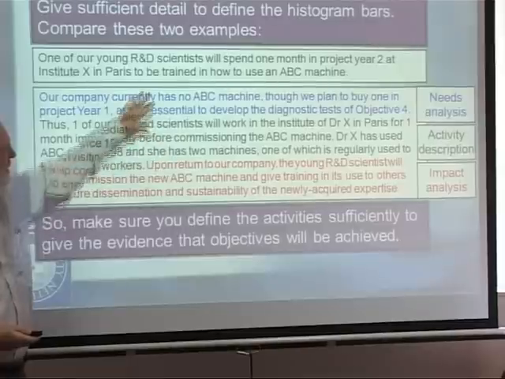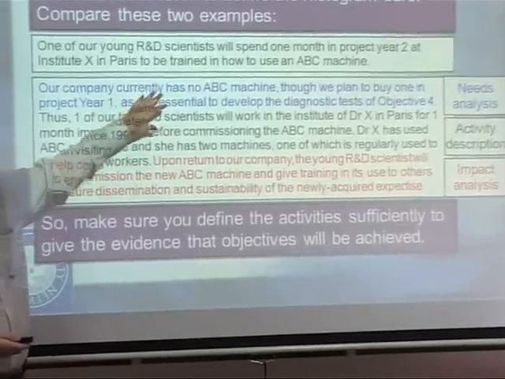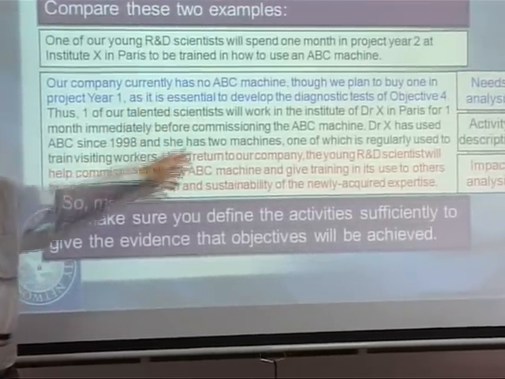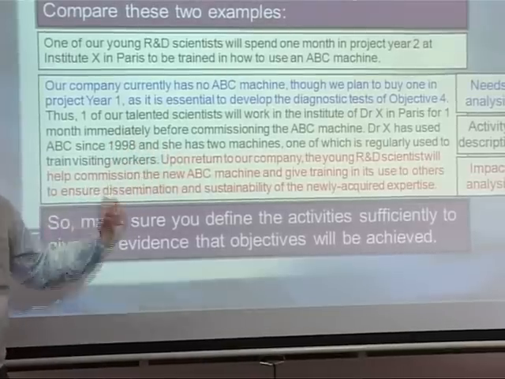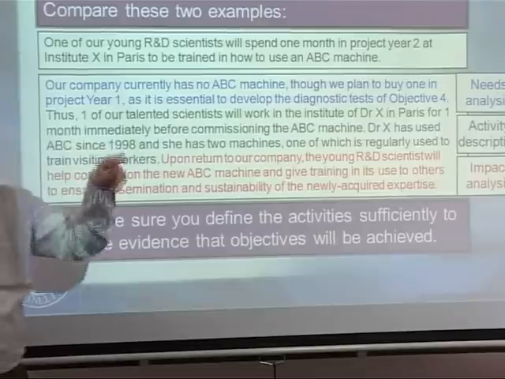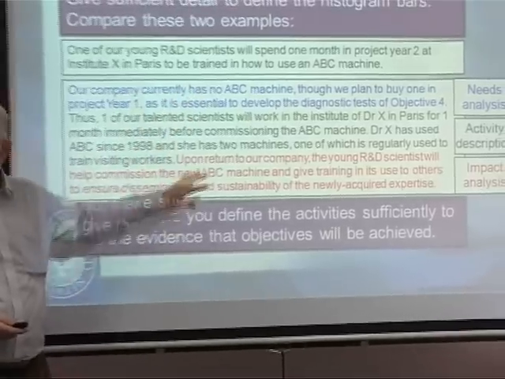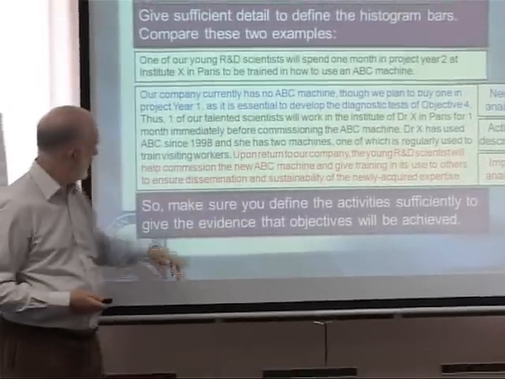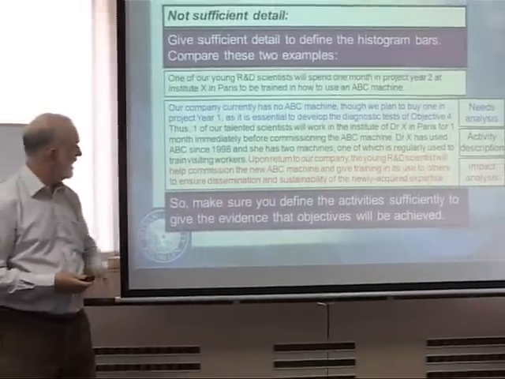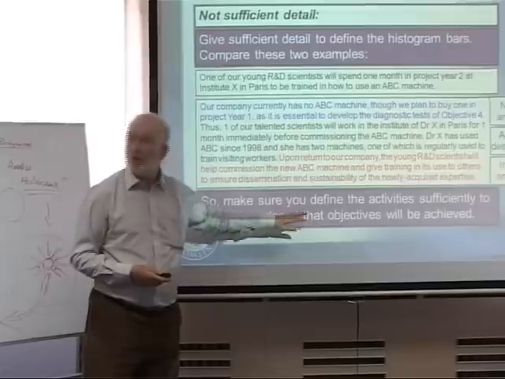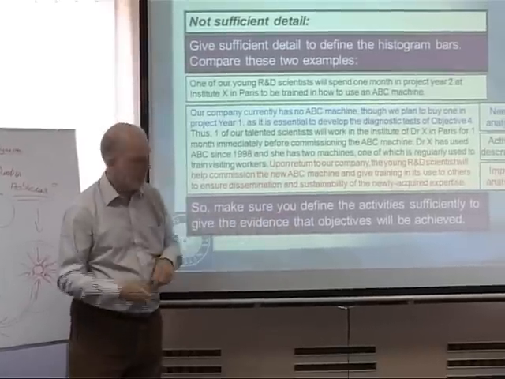So if you compare the two texts, you can see that there's a lot more detail here that would provide the evaluator with the evidence that that step up the ladder is going to be successful. So make sure you define the activities sufficiently to give the evidence that the objectives are going to be achieved.